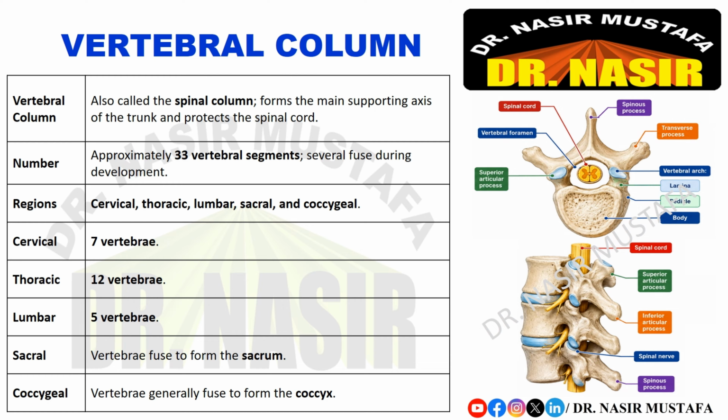In adults, it consists of approximately 33 vertebral segments, although several vertebrae fuse during development. The vertebral column is divided into 5 regions: cervical, thoracic, lumbar, sacral, and coccygeal. There are 7 cervical vertebrae, 12 thoracic vertebrae, and 5 lumbar vertebrae. The sacral vertebrae fuse to form the sacrum, while the coccygeal vertebrae generally fuse to form the coccyx.